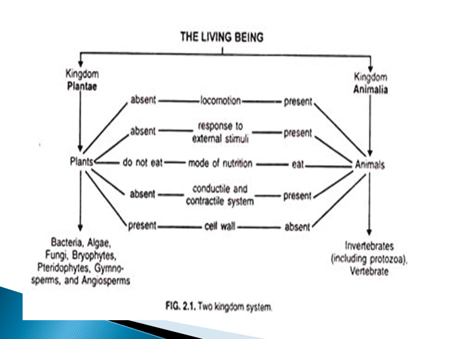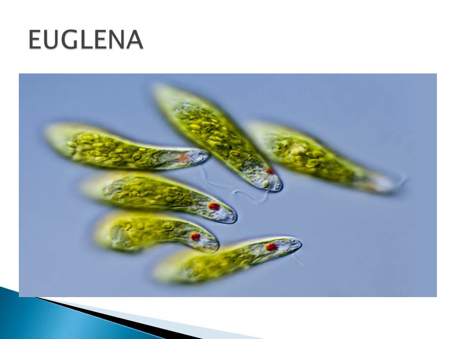And on what basis are plants and animals categorized? On the basis of their ability of locomotion, response to external stimuli, mode of nutrition, conductile and contractile system, and the last one on the basis of the presence or absence of cell wall. See the picture of Euglena. You can see that chlorophyll is present in Euglena, but there is the absence of cell wall.